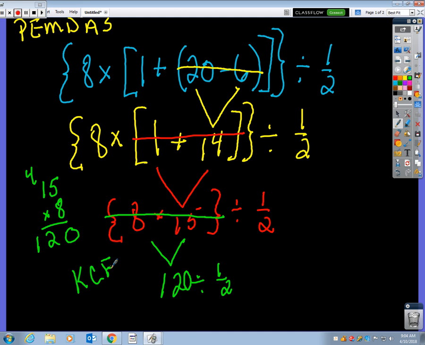Keep, change, flip. I keep the 120. I change the sign from division to what? Multiplication. And I flip the fraction over from 1/2 to 2 over 1. 120 times 2 is 240. That's really messy, but it's 240.